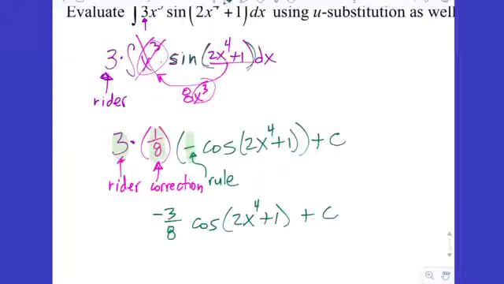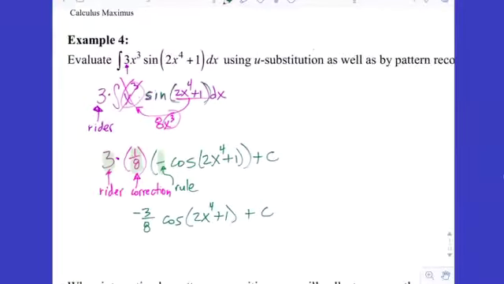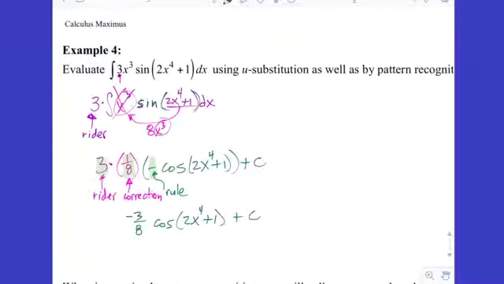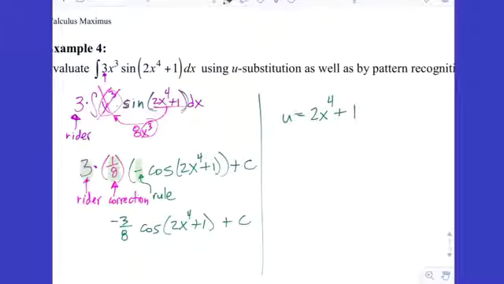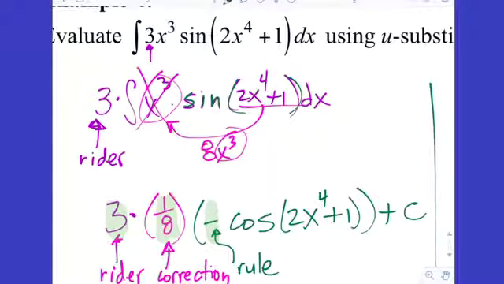You could also do this with my u sub, and you would let 2x to the 4th plus 1 equal u. Let's try it. Here's what the u sub would look like. You're going to let u equal 2x to the fourth plus 1. So you still have to do the same analysis. I would still recommend bringing the 3 out front.